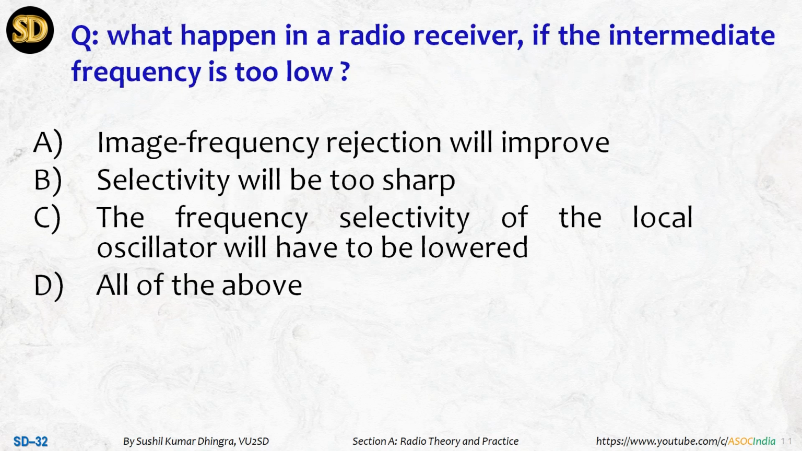Next, what happens in a radio receiver if the IF is too low? Image frequency rejection will improve, selectivity will be too sharp, the frequency selectivity of the local oscillator will have to be lowered, or all of the above. Time started now. Think. Selectivity will be too sharp, it is not easy to tune.